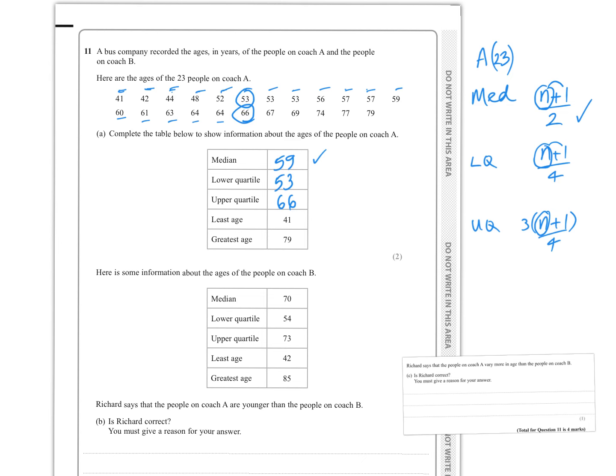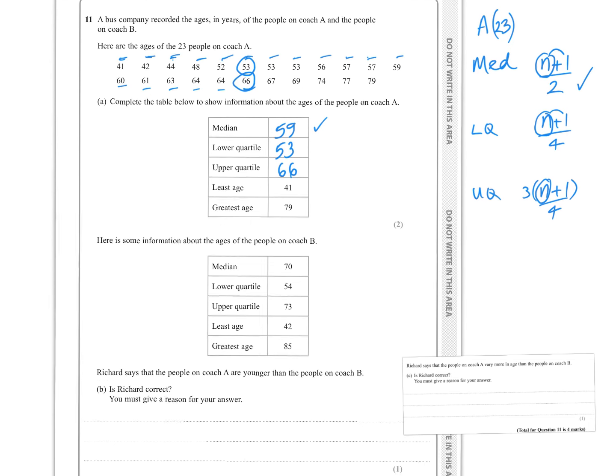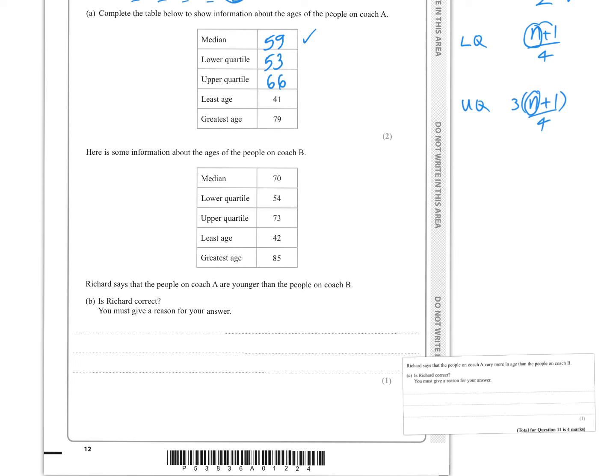It then says there's some information about the ages of the people on coach B. We're given the median, lower quartile, upper quartile, the least age and the greatest age, and it says Richard says that the people on coach A are younger than the people on coach B. Is Richard correct? We've got to give a reason.